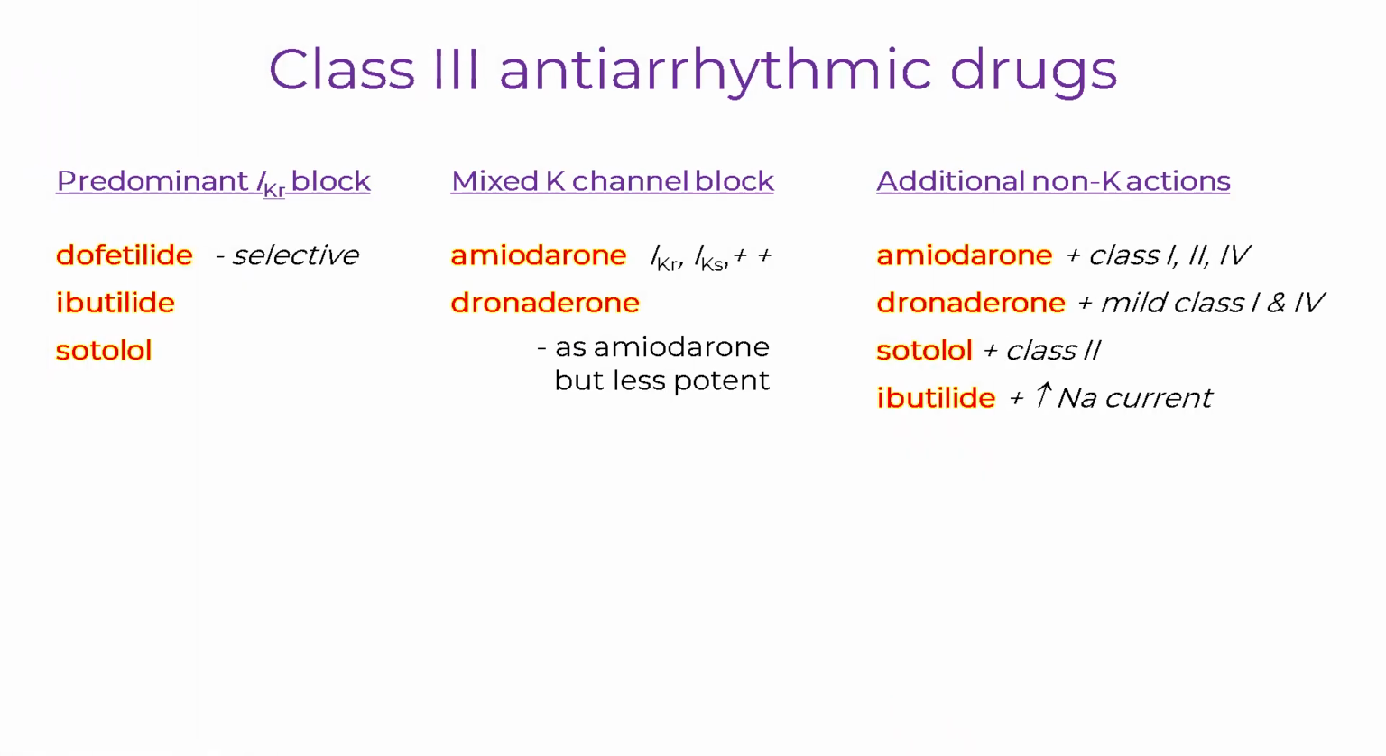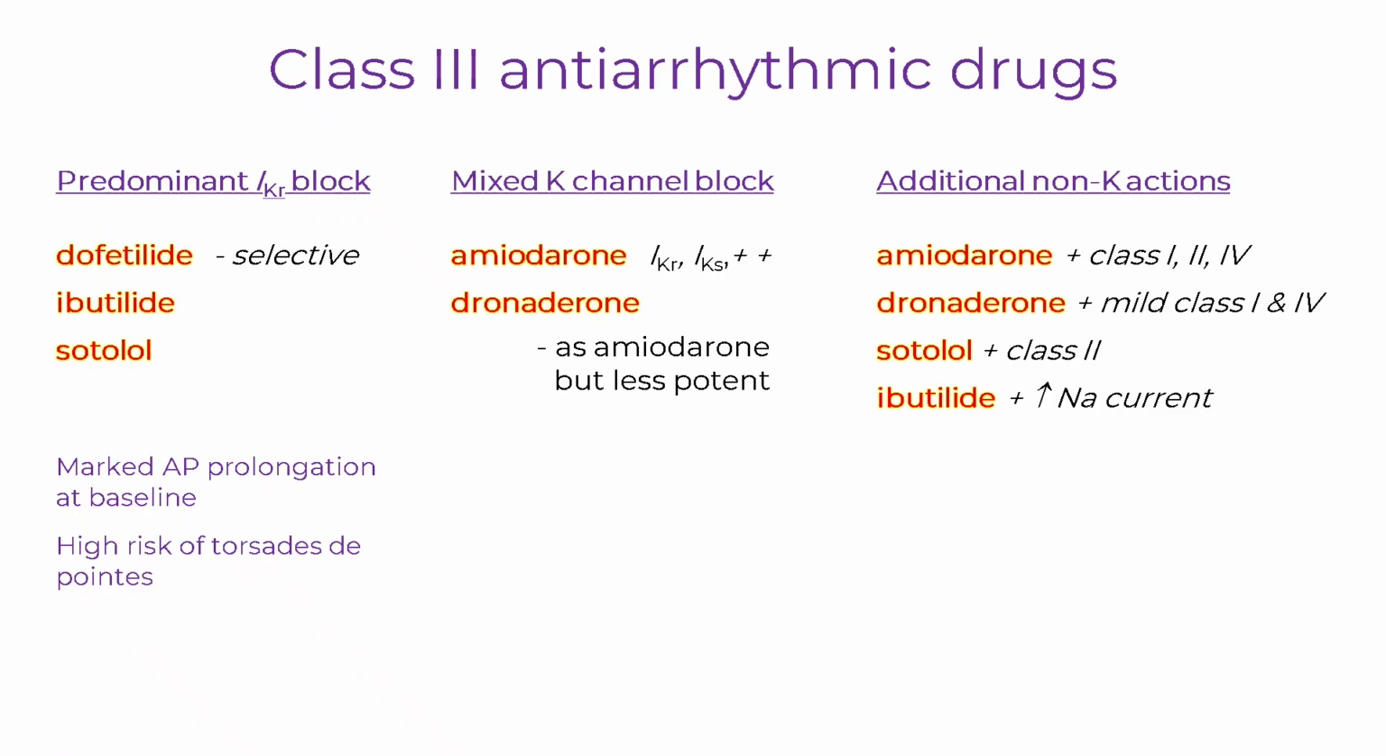With repolarization reserve in mind, we can now begin to understand why class 3 antiarrhythmic drugs differ so markedly in both efficacy and safety. Some drugs, such as dofetilide, predominantly block IKr and substantially reduce repolarization reserve. As a result, they cause pronounced action potential prolongation, even at resting heart rates. This underlies their antiarrhythmic efficacy, but also increases susceptibility to proarrhythmic effects, particularly torsade de pointes.